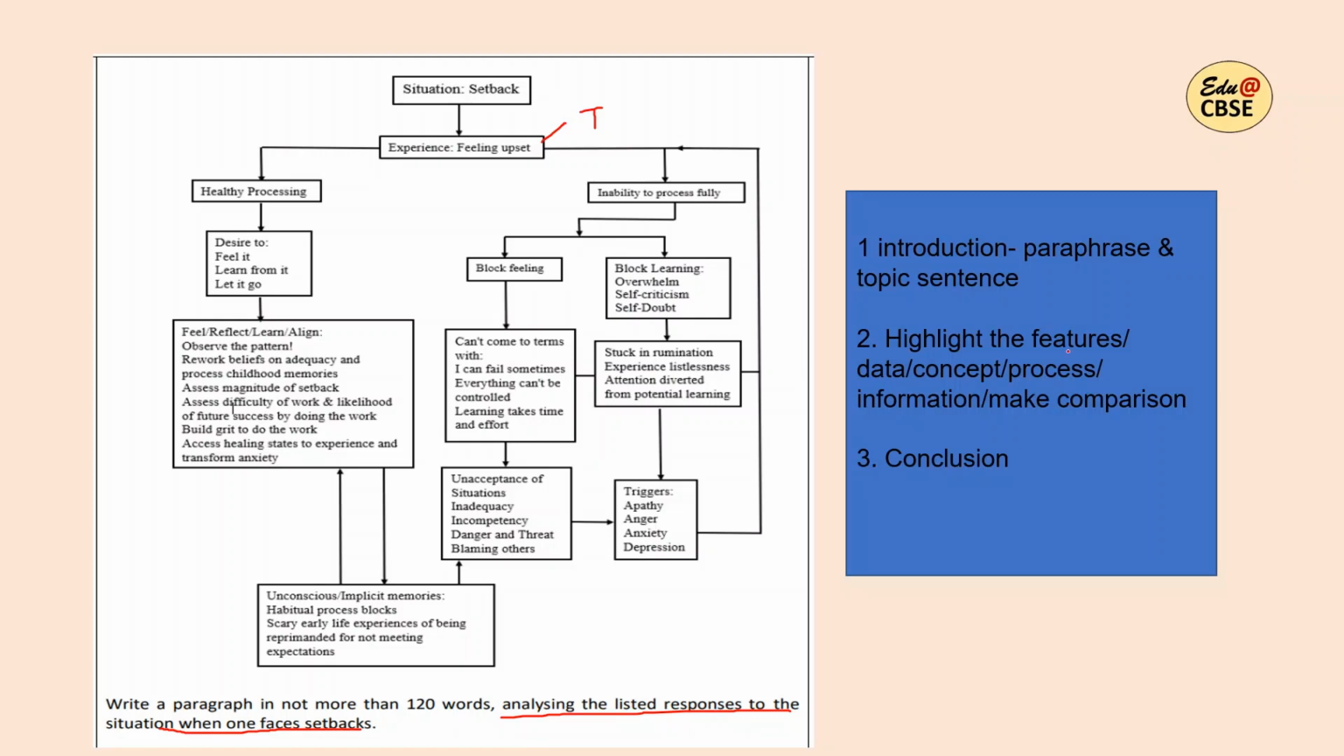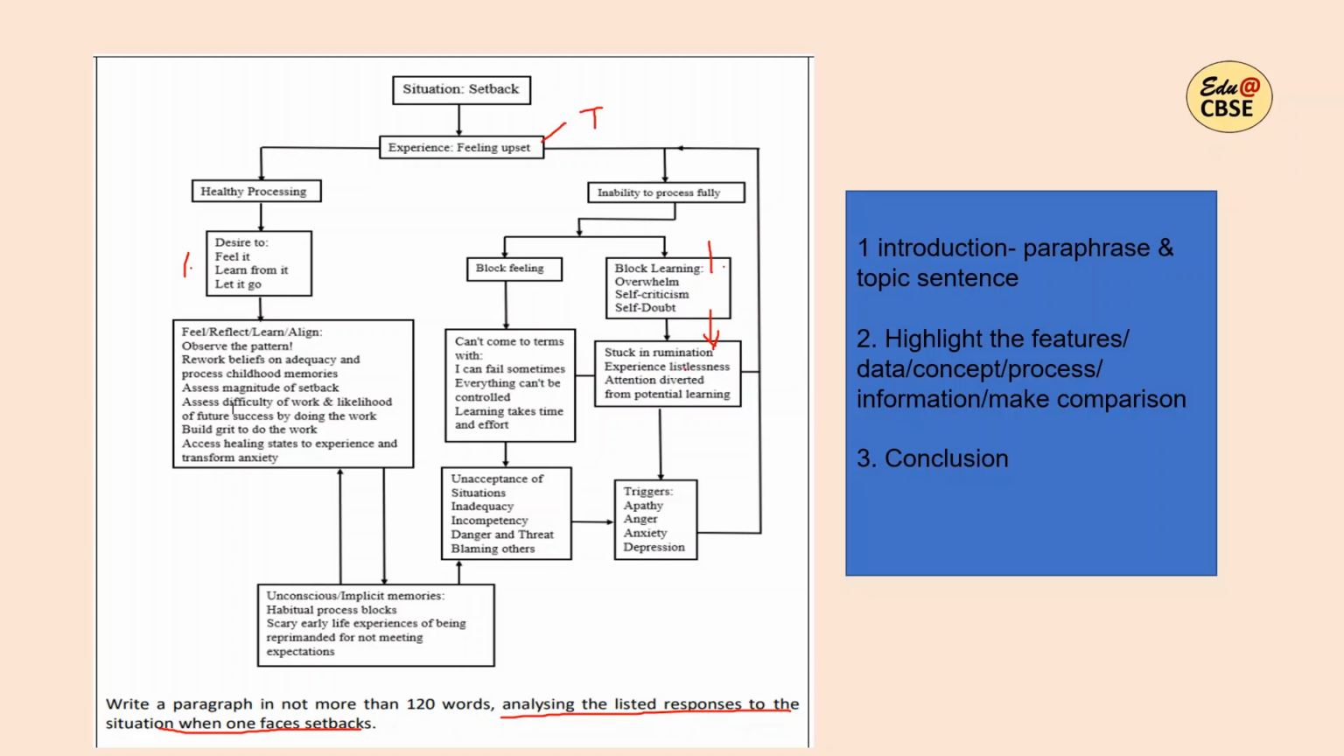उसके बाद highlighting the features and making comparison. So first point मैं इसे लूंगी. This will be my first point. इस तरफ से मेरा first point, I'll take this one and I'll compare and contrast these two points. After that, moving on, जो ये इस तरफ unhealthy process है, this first point, overwhelming self-criticism, self-doubt, it leads to the second condition. So it is leading to it. So I'll be writing it along with the first one.